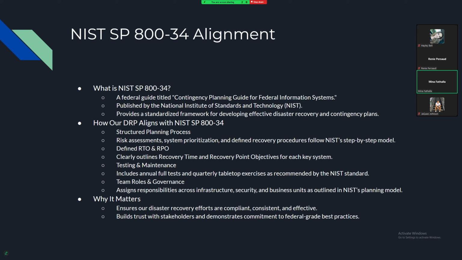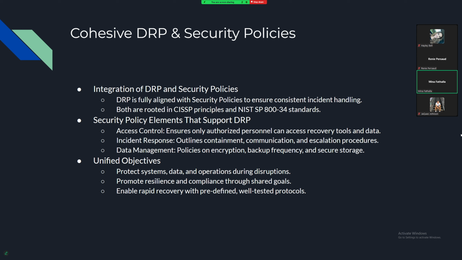It includes an annual full test and quarterly tabletop exercises as recommended by the NIST standard. It gives us all team roles and governance, as well as assigns responsibilities across the infrastructure, security, and business units as outlined in the NIST planning model. Basically, it just covers every base possible, including both business and IT. This matters because it ensures disaster recovery efforts are compliant, consistent, and effective with both business needs and security needs. This also helps build trust with stakeholders, so we do not lose any money, and demonstrates commitment to the federal government to provide the best service and best practice possible.